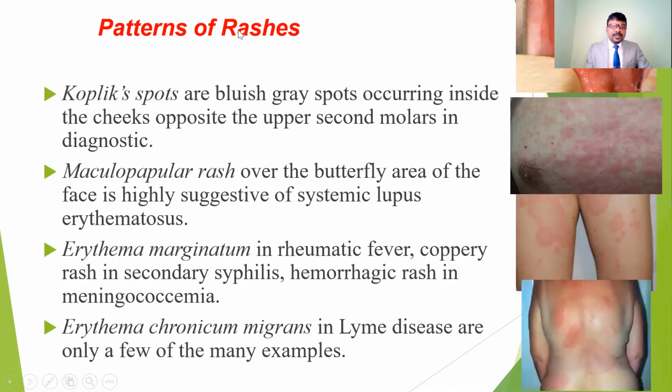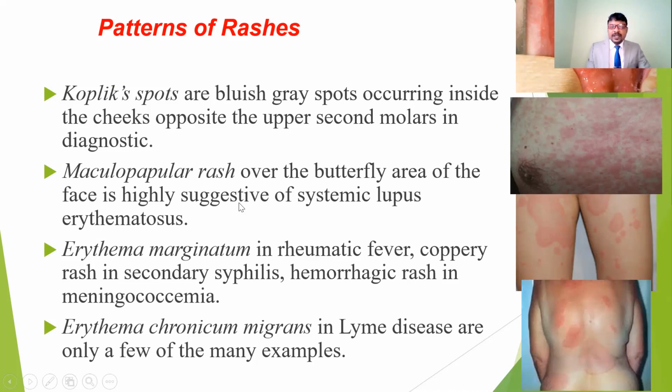So here I'm going to give some different types of rashes so we can easily rule out which conditions they belong to. For example, Koplik spots. These are bluish-gray spots occurring inside the cheek, opposite to the upper second molar. This is commonly seen in diagnosis. If you see here, it is grayish spots inside the cheeks. If you open the cheeks, we are going to find this type of spots. And these are very, very important.